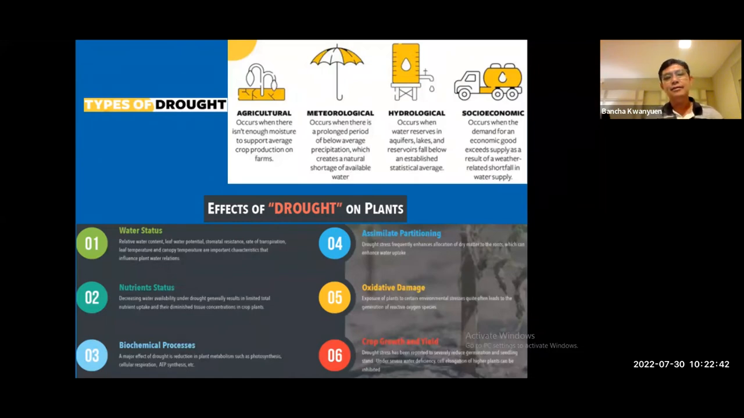So what is the effect of drought on the plants? It can affect the water status, the nutrient status, the biochemistry processes, and the partitioning of assimilates. It can affect oxidative damage, and of course it can affect crop growth, and finally the yield itself, okay.